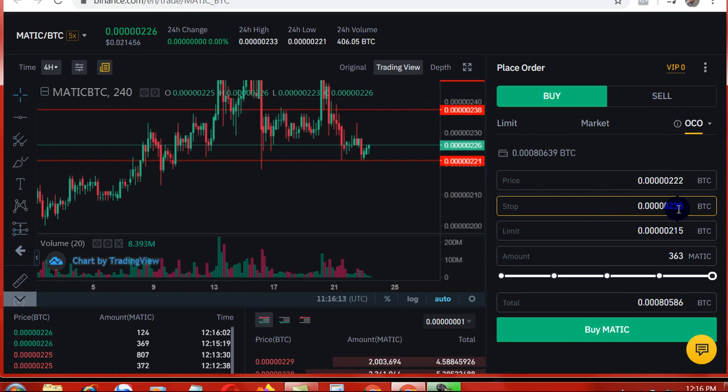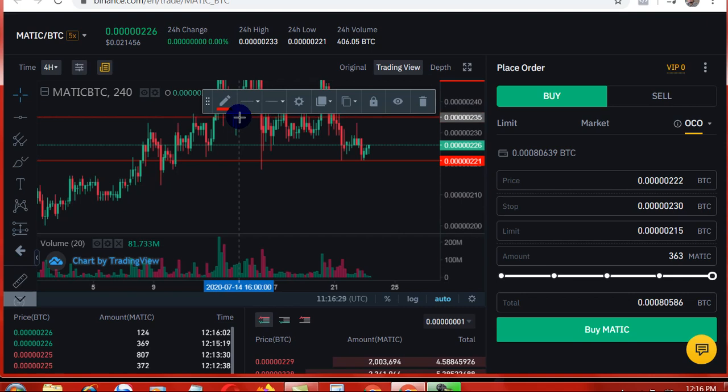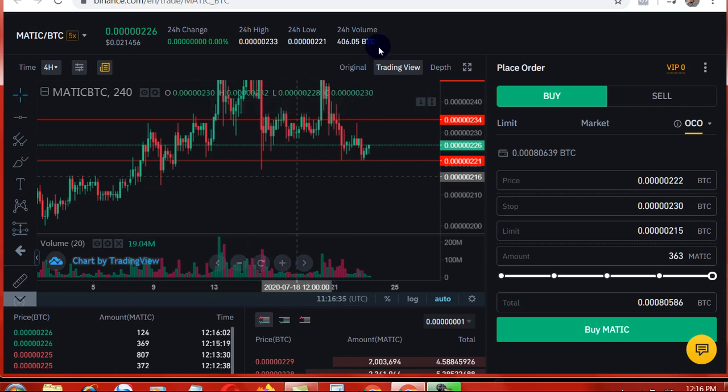So you now place a higher figure above the supposed resistance. You are thinking if it passes it, it will go higher, so it should buy. Let's assume there is a resistance at 230 Satoshi, then it should also buy at that region. So that is how you place your figures.